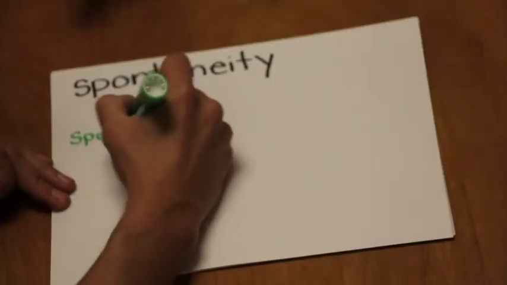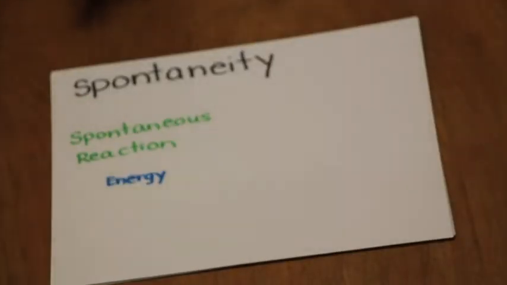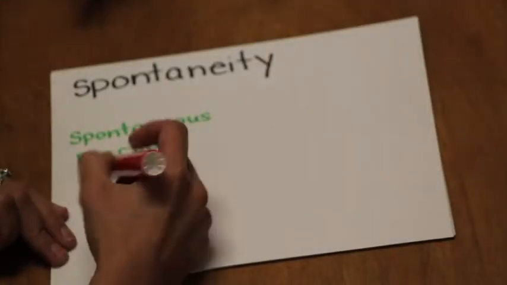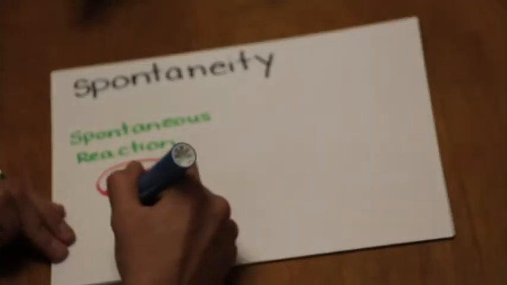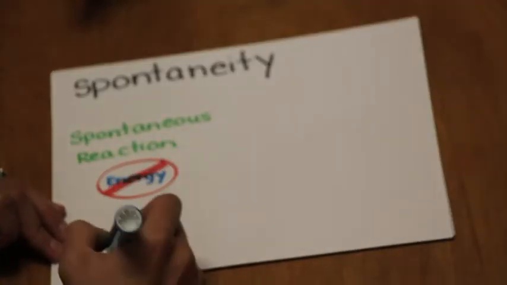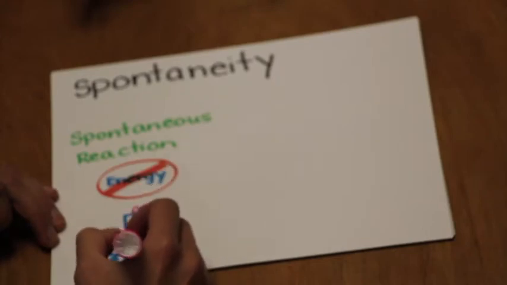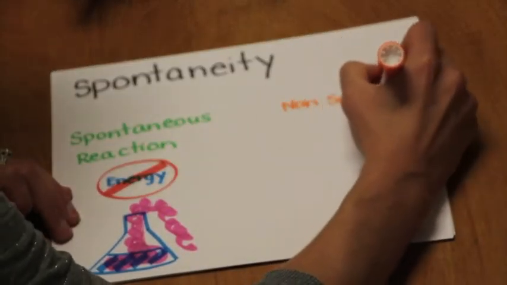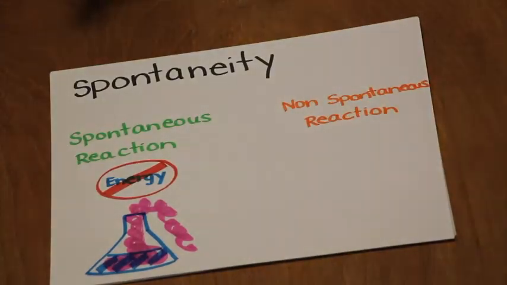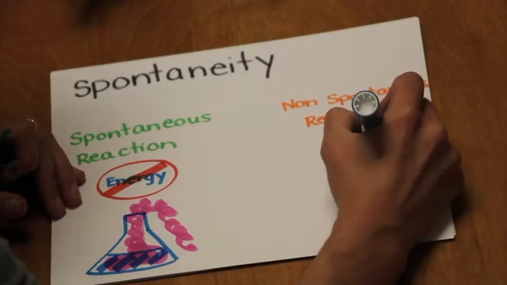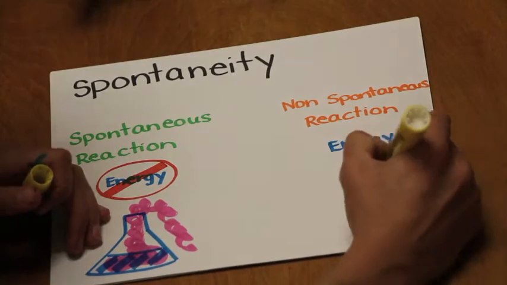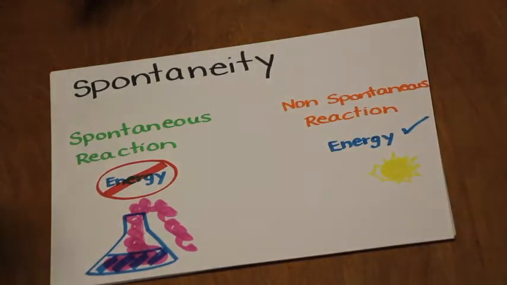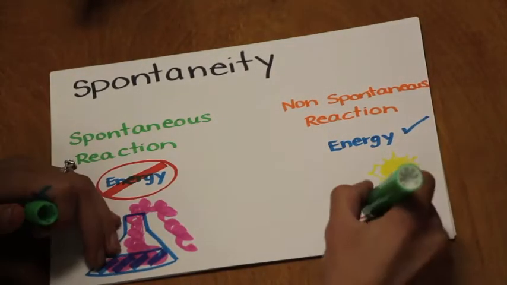A spontaneous reaction will occur with no input of energy. An example of this would be something like elephant's toothpaste, in which you just put the reactants together and it explodes. In the opposite way, a non-spontaneous reaction does require the input of energy. An example of this would be photosynthesis, in which a plant takes in the energy from the sun in order to produce glucose and oxygen.